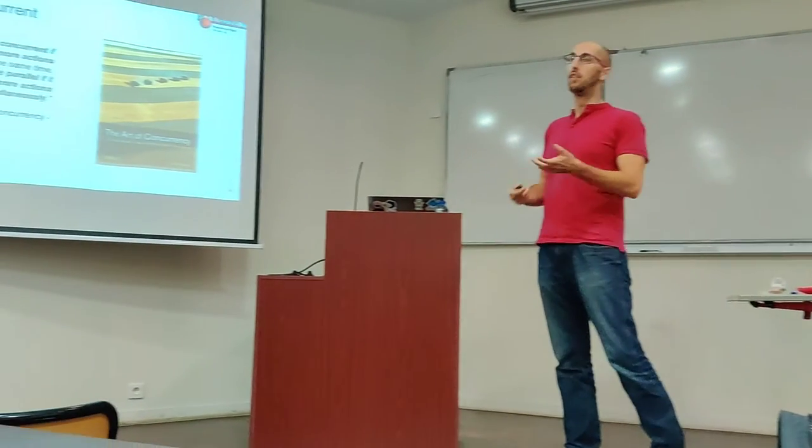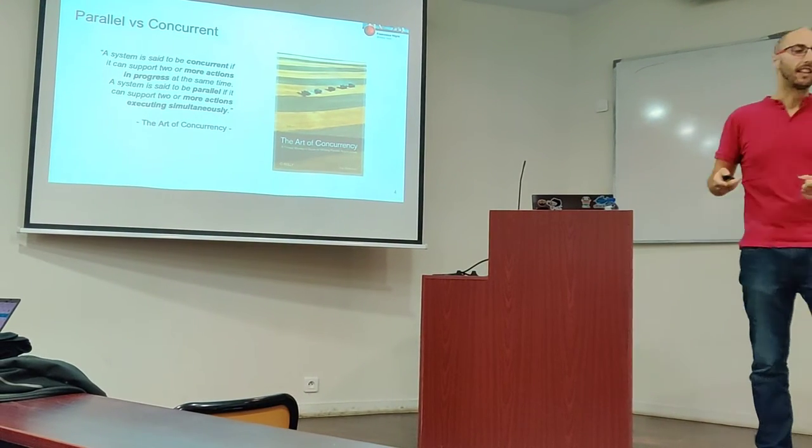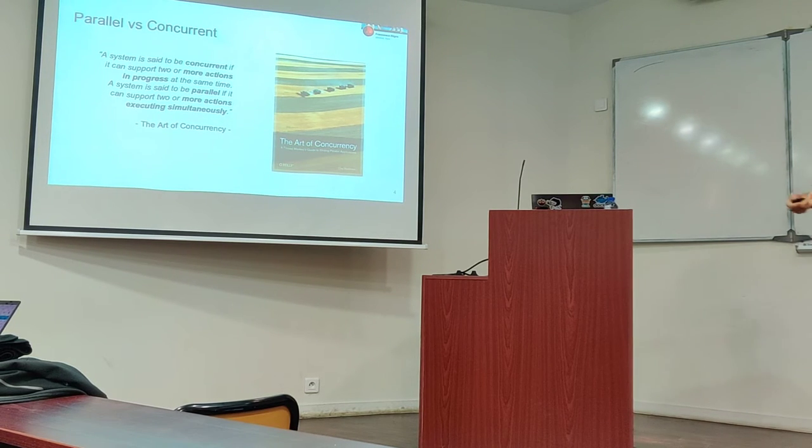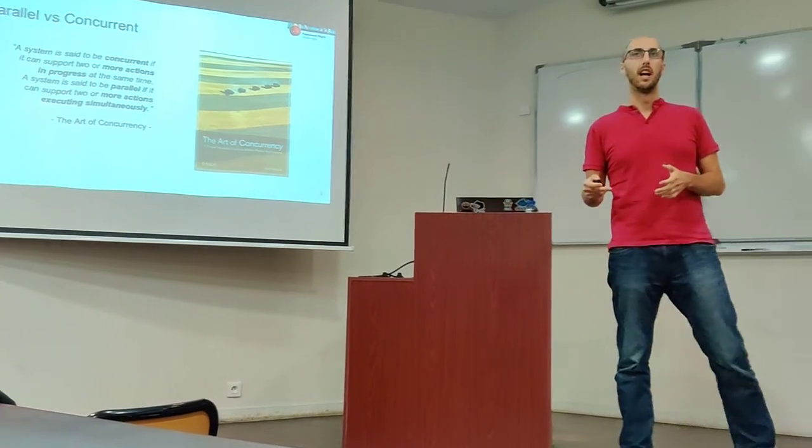So the first one is the difference between parallel and concurrent. I've taken the definition from this book, The Art of Concurrency. There are many other definitions, but I kind of love this one. It says that a concurrent system is a system that supports having many different actions in progress at the same time. While a parallel system, instead, allows many operations or actions to be simultaneously executing.